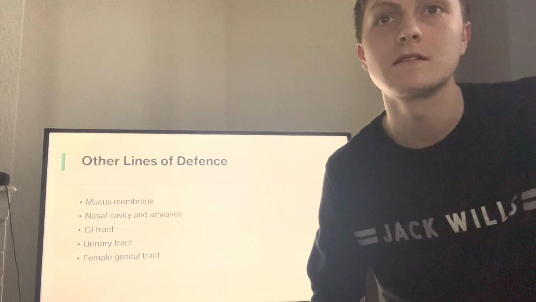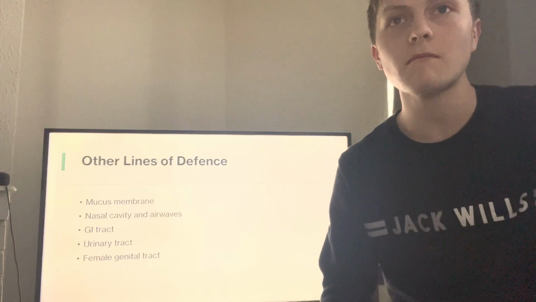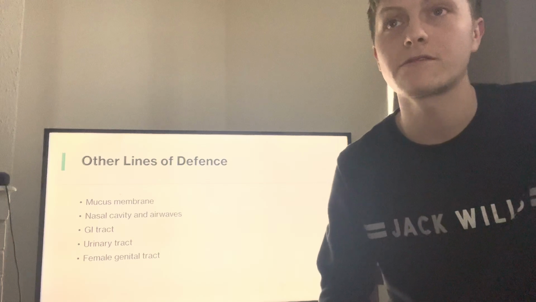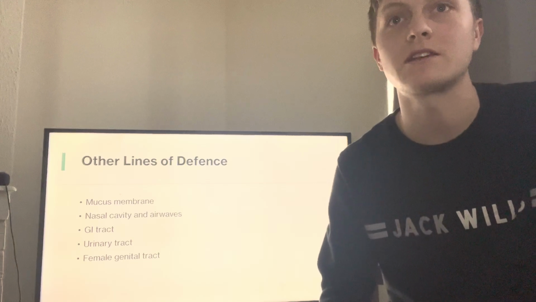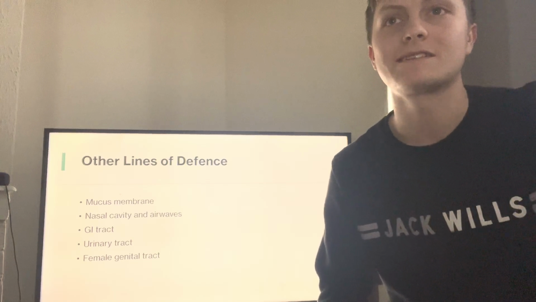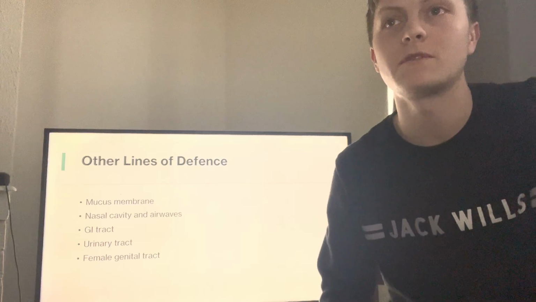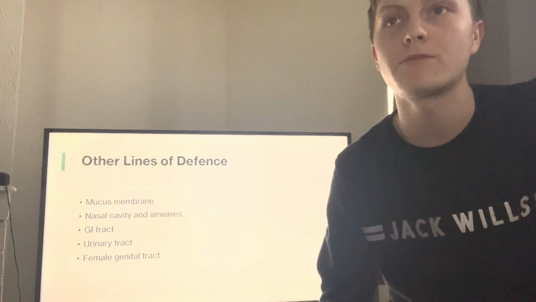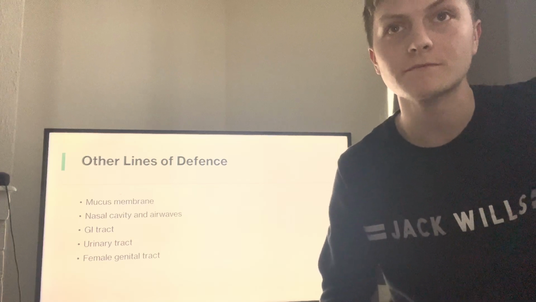Other lines of defence. Mucous membranes line many surfaces in the body, such as the eyes, ears, nose, throat, GI tract, respiratory tract, and urinary tract. They release chemical secretions to stop the development of microbes. The mucus also helps trap pathogens. The membranes allow nutrients to pass through.